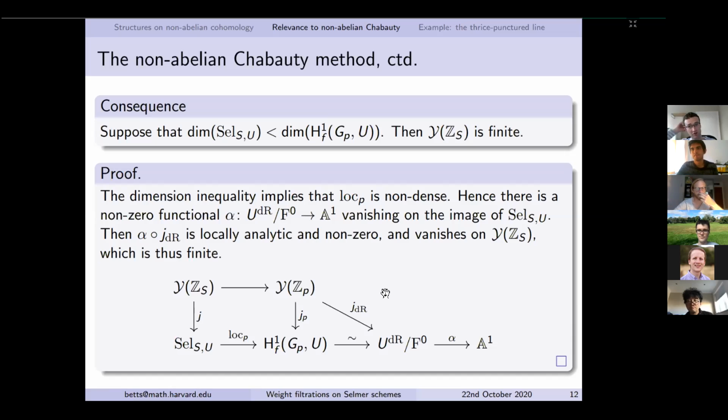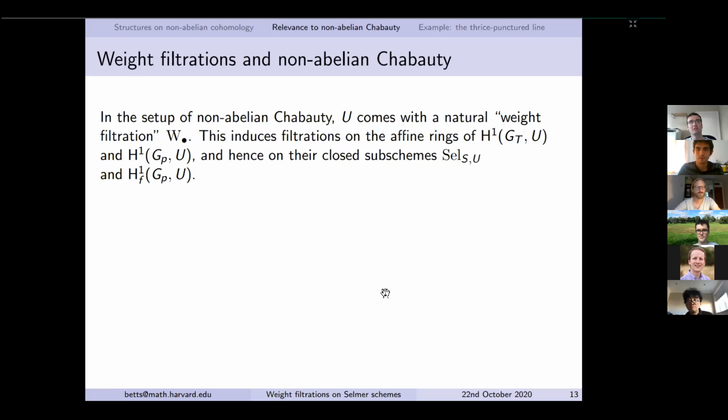And so where do weight filtrations fit into this picture? Well, in this setup, U is some kind of quotient of the fundamental group, and so naturally comes with a weight filtration, which, if our curve is projective, is just the descending central series filtration. So it's nothing particularly exotic. And so by what we've talked about in the first half, the more technicalities-based half, this means that there are induced filtrations on the affine rings of the global and local cohomology varieties.